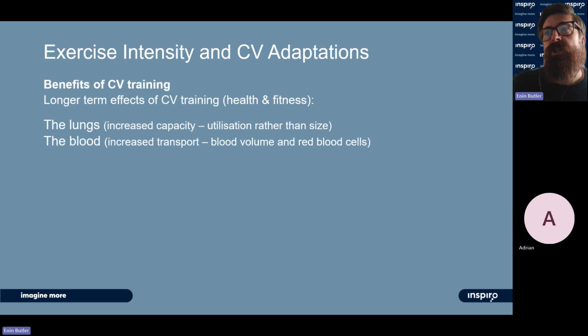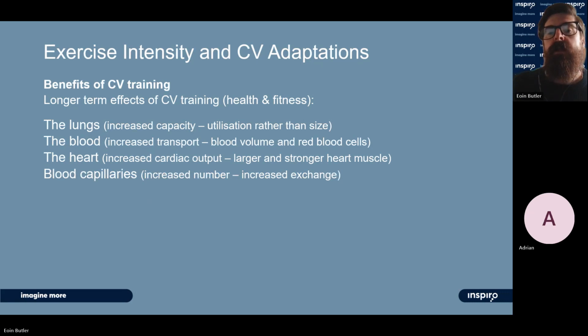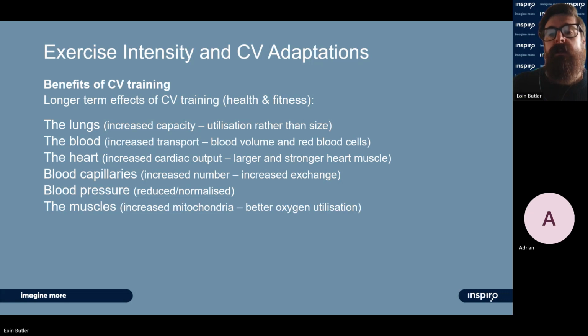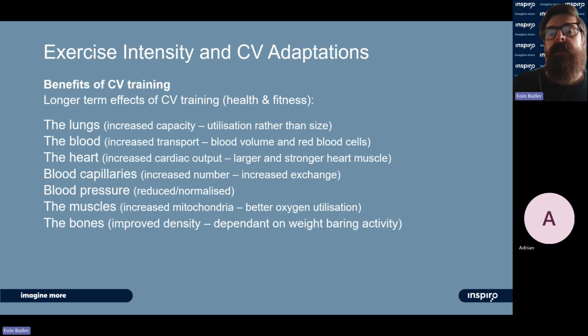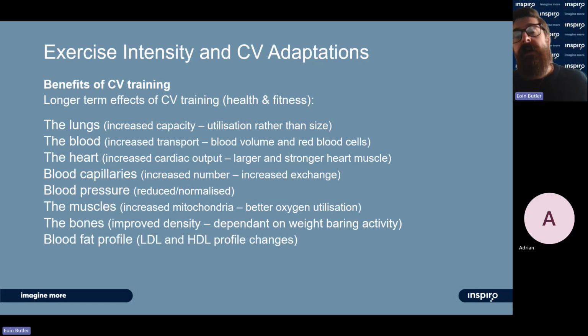The blood, we get increased transport. So blood volume and red blood cells are transported around the body. The heart, we get increased cardiac output because of a larger and stronger heart muscle. The blood capillaries have an increased number, so that means we've got an increased exchange of gases, carbon dioxide and oxygen. Blood pressure can reduce or normalize. The muscles, we've got increased mitochondria, so we get better oxygen utilization. The bones, improved density, but this is dependent on our weight-bearing activity. And our blood fat profiles, so LDL and HDL profile changes.